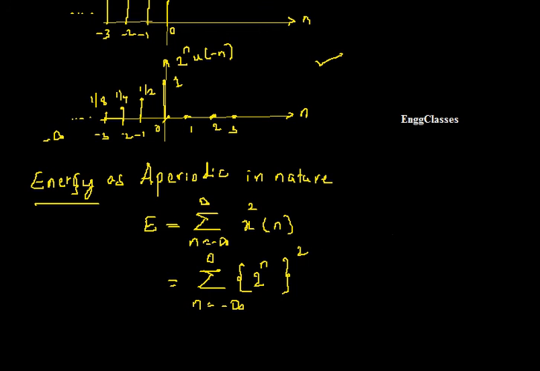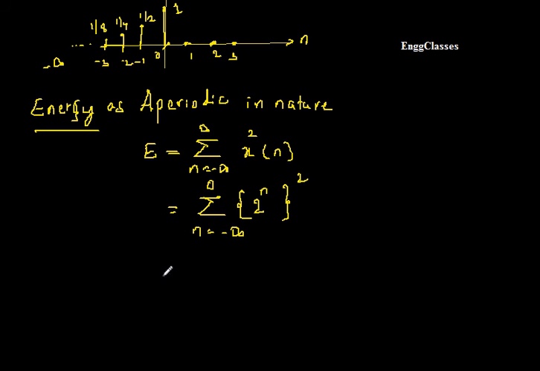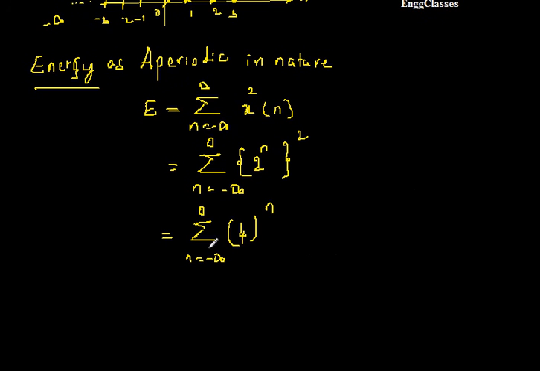Is that okay? So what I do now is I'll just take that 2 inside. I'll let the limit be as they are, minus infinity to 0. I'll take 2 inside. It becomes 4 to the power n. Is that okay? So next thing is, in the limits for the summation, I have minus infinity.